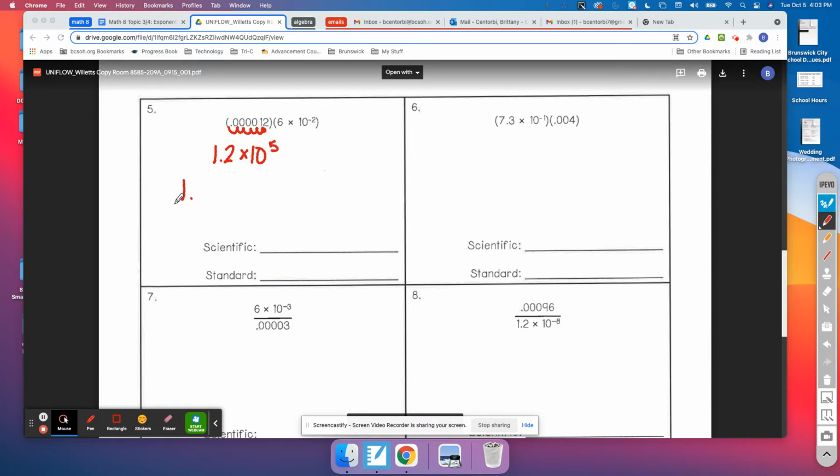So first I'm going to multiply the numbers. 1.2 times 6. That gives me 7.2. And then I've got 5 and a negative 2. So, sorry, this is a negative 5. Negative 5 plus negative 2 is negative 7. So my final answer is 7.2 times 10 to the negative 7.